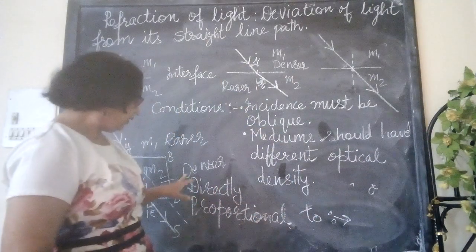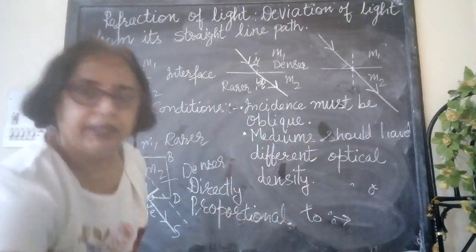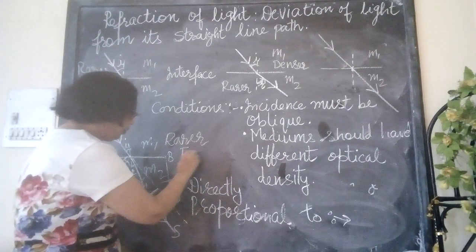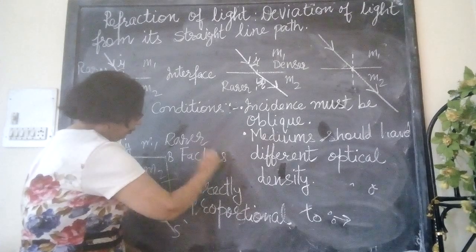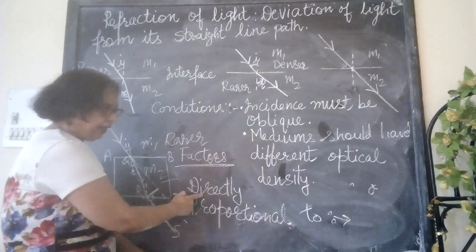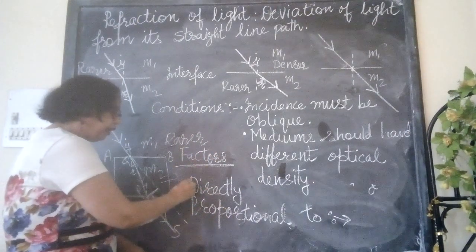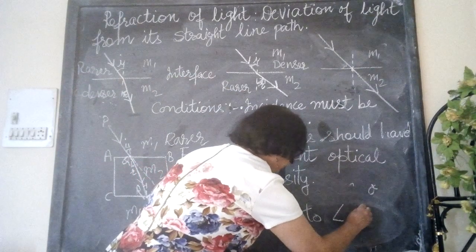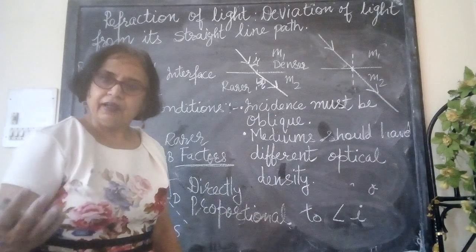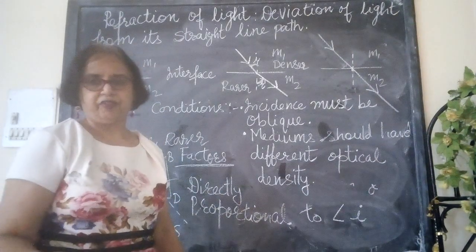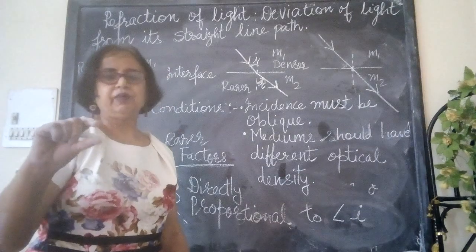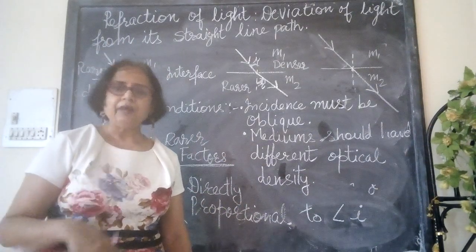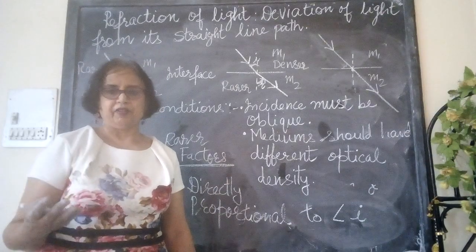Now on what factors does this lateral shift depend? The factors on which lateral shift depends are: it is directly proportional to the angle of incidence. That is, the greater the angle of incidence, the more the displacement. Then it is also directly proportional to the thickness of the slab. The thicker the slab, the more the displacement.